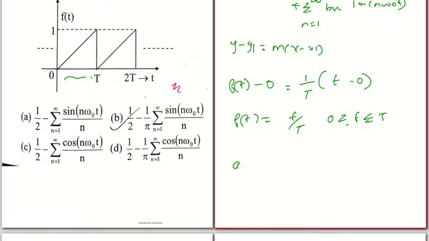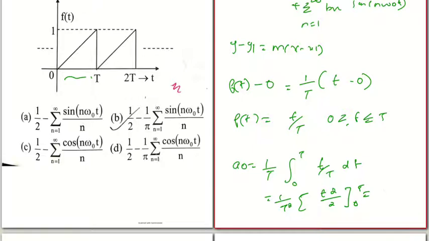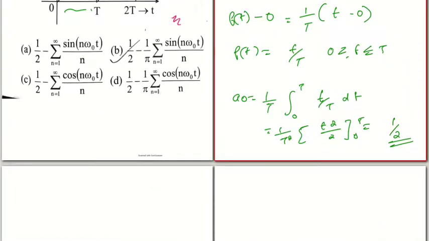So what is a0? a0 equals 1 divided by T integral over 0 to T of f of t dt. So we will write the integration, it is equal to t square divided by 2, 0 to T, simplifying we will get 1 by 2. So we got a0 equal to 1 by 2, and next we will find out the other terms.